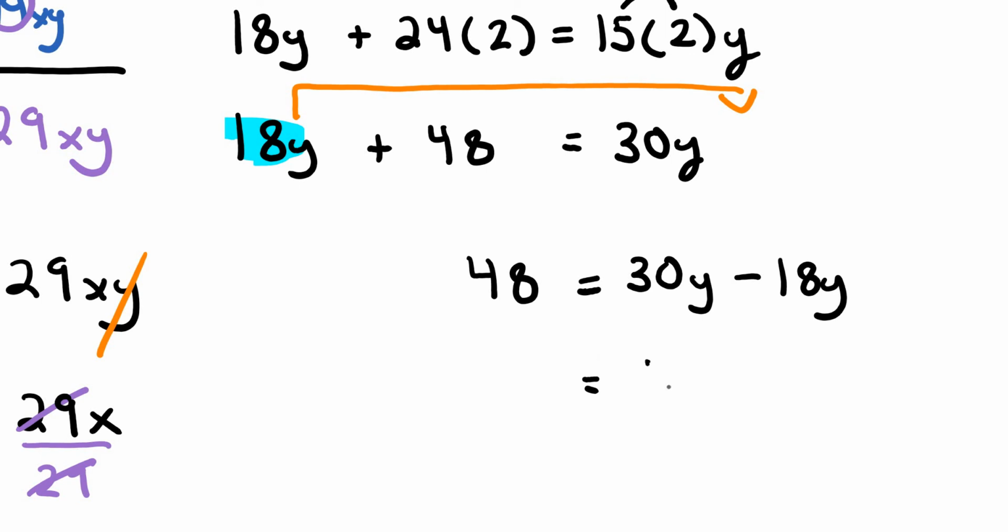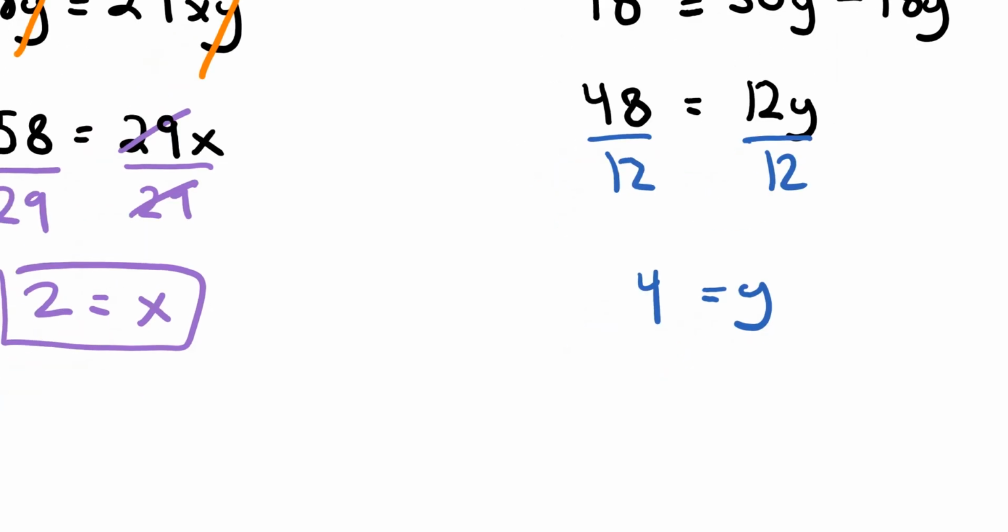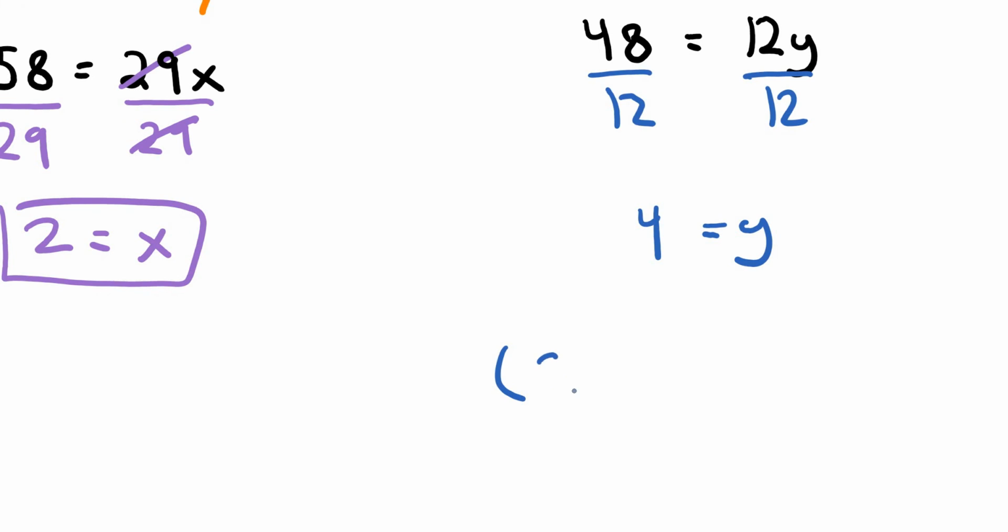30 minus 18 is going to be 12, so 12y equals 48, and then you can divide both sides by 12. And if I do that, 48 divided by 12 gives me a nice number, it's going to be 4. All right, so my y value is 4, so my final answer is (2, 4). All right, so that concludes this homework video guide on question 2.0, which is one of the harder questions in the homework.